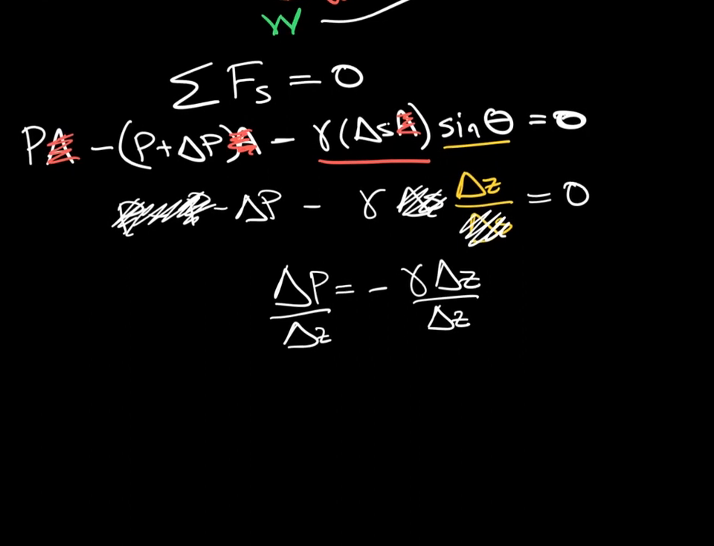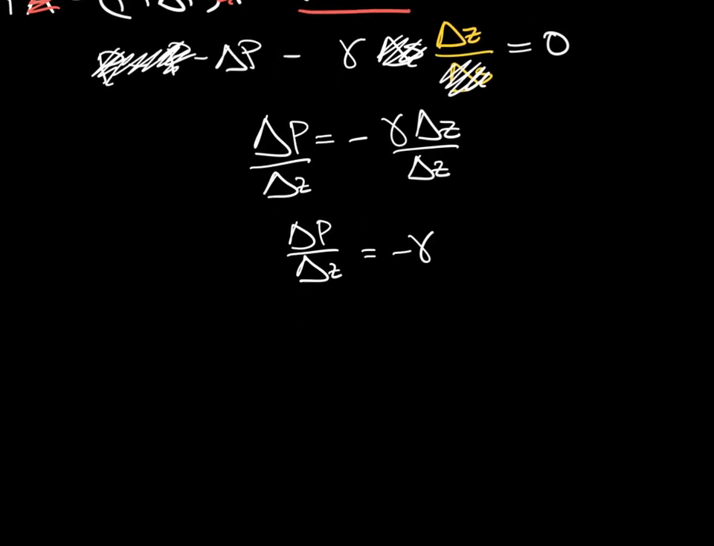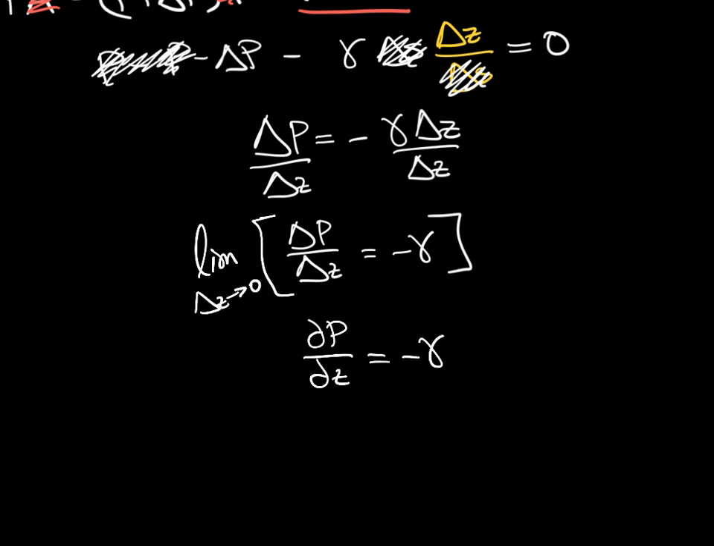I get this wonderful thing that looks like this: delta P over delta Z equals negative gamma. And if I wanted to really make this a wonderful thing, I'd ask what is the limit as all these sizes go to 0? So in this case, let delta Z go to 0 for this whole expression, and I get dP/dZ equals negative gamma.